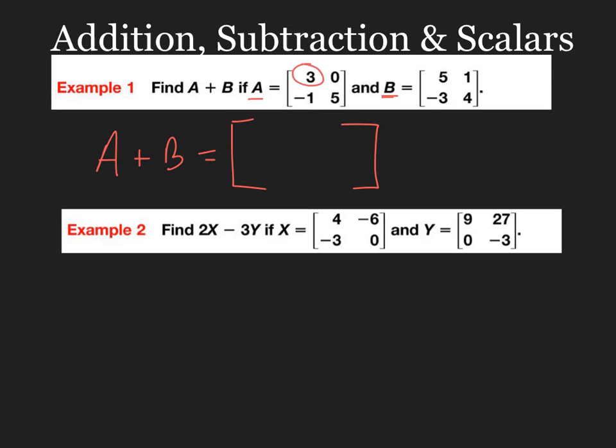So element 1, 1, first row, first column is 3 in the first one and 5 in the second one. So I'm just going to do 3 plus 5. And I'll show my final matrix here. I'm just showing the operation. So that's going to be 8.